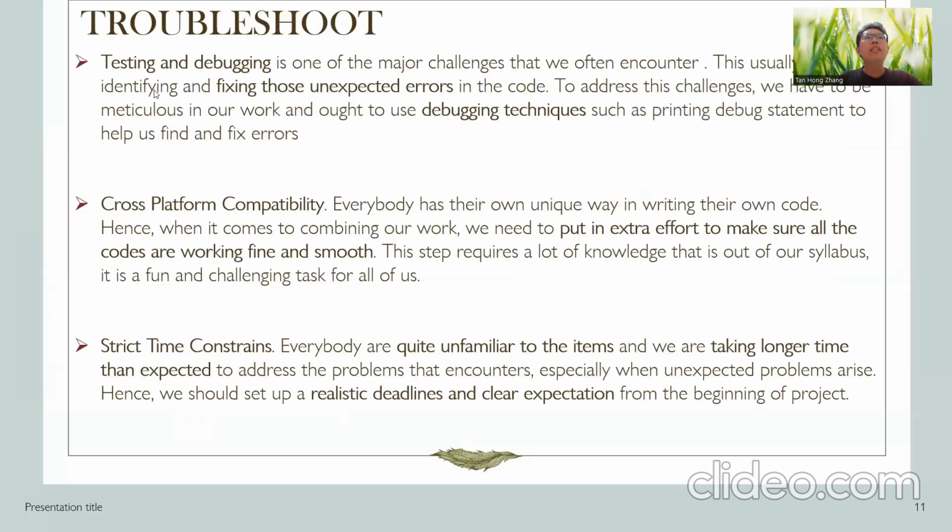Testing and debugging is one of the troubleshooting problems that we faced, fixing unexpected errors. Cross-platform compatibility is also one of the troubleshooting problems that we faced, as everybody is doing their own code individually, so we need to put in extra effort to make sure all our code works fine and smoothly. The third one is strict time constraints, as everybody is quite unfamiliar with the items and we took longer than expected to address and solve all these problems. So I think we should set realistic deadlines and clear expectations from the beginning.